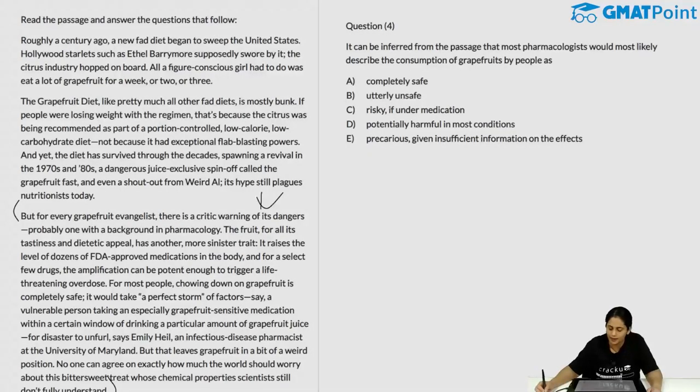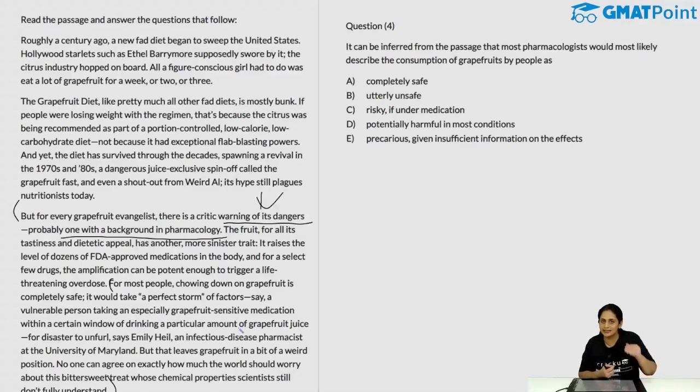It can be inferred from the passage that most pharmacologists would most likely describe the consumption of grapefruits by people as... So the one with a background in pharmacology is given as a critic of eating grapefruit, and somebody who would warn you of its dangers. So basically somebody who would say that there is a certain risk involved with eating grapefruit. Again, the author basically says that for most people it is completely safe, but under certain conditions it can be potentially life-threatening. So he's saying that under most conditions it is perfectly safe, but if the perfect storm of conditions occurs, then it could be potentially life-threatening.